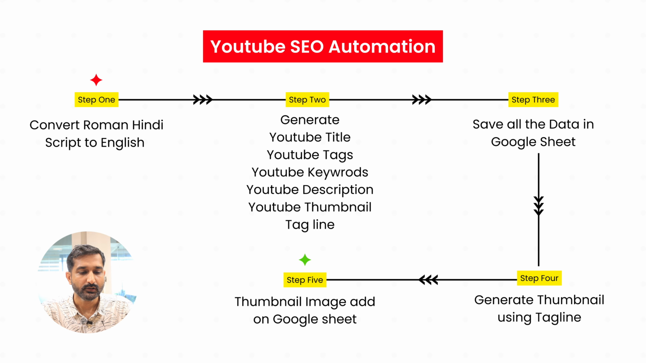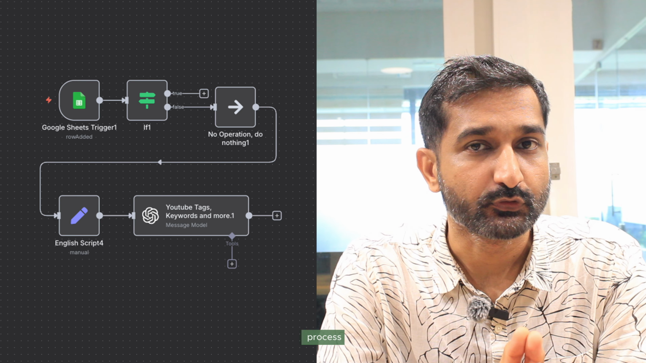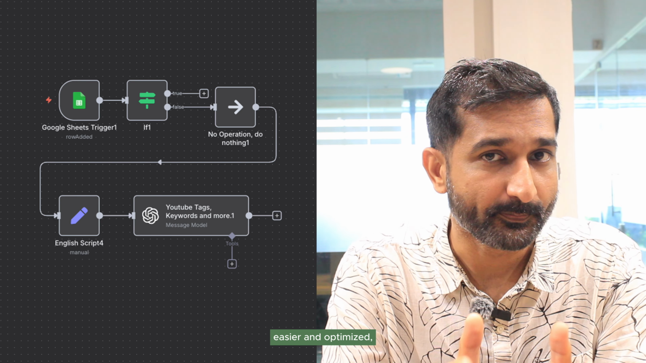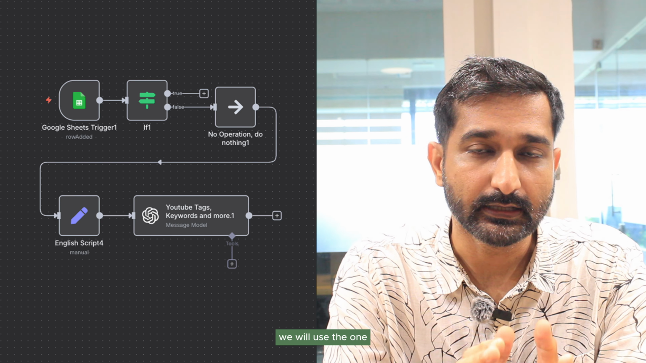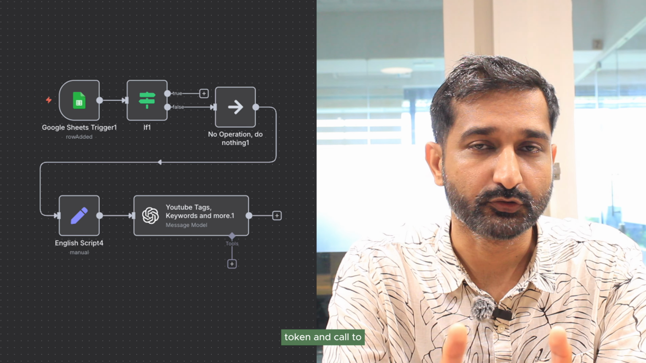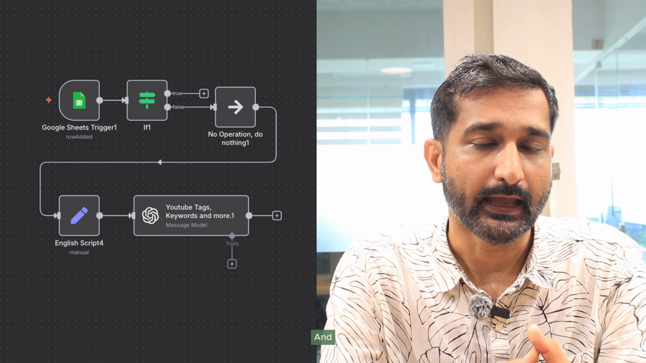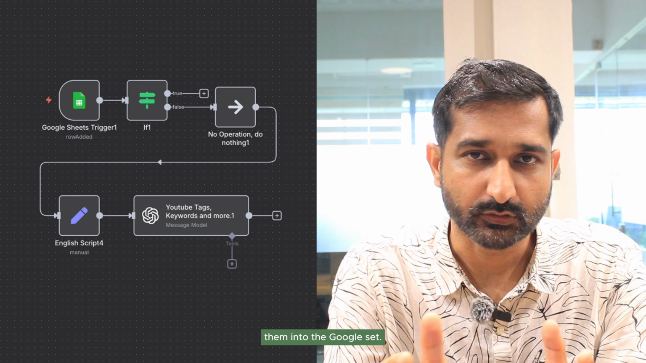Okay, so now as per our flow, our next step is to generate title, keywords, tags, description, YouTube thumbnail brief, and thumbnail tagline using the English script we generated. To make the entire process easier and optimized, we will use one OpenAI token and call to get all the data and save all of it into the Google Sheet.